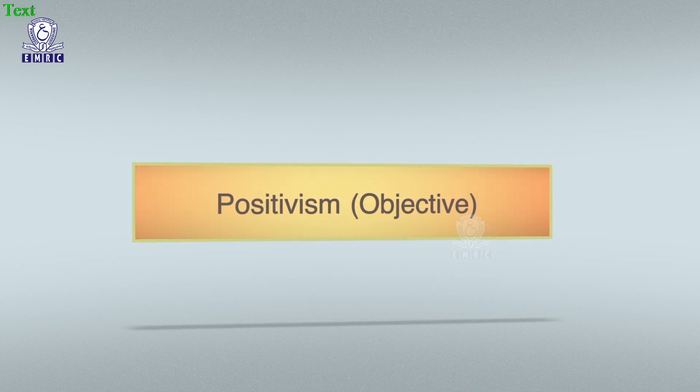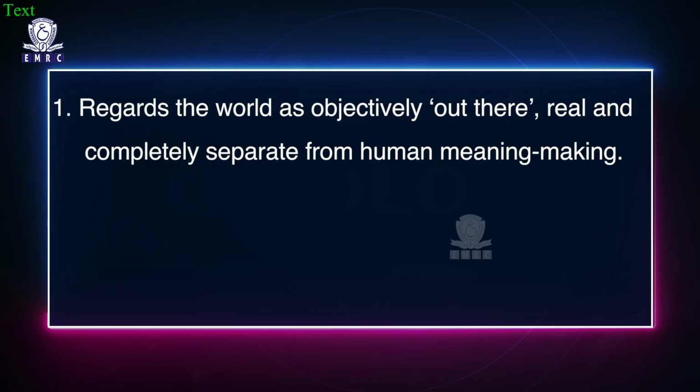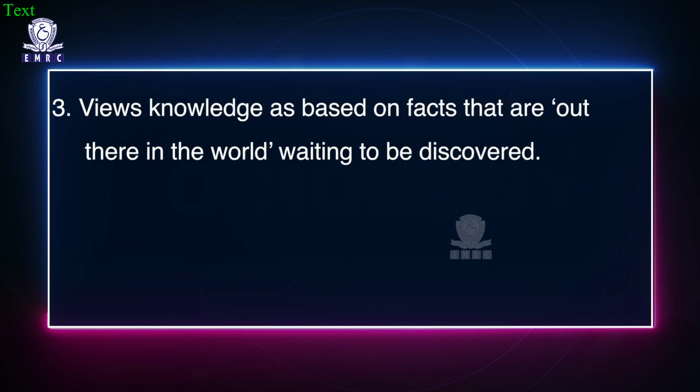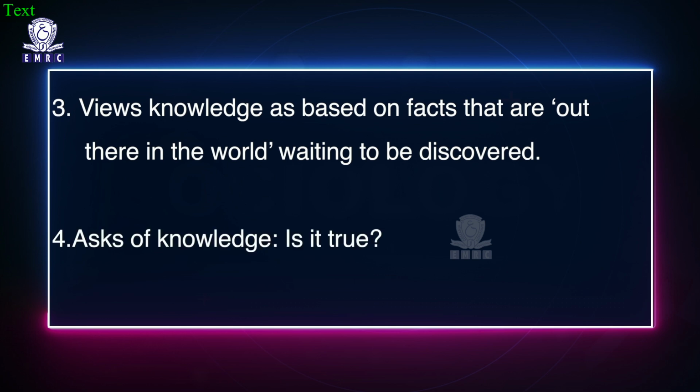Positivism, that is the objective one: 1. Regards the world as objectively out there, real and completely separate from human meaning making. 2. Asserts there is only one true objective knowledge that transcends time and cultural location. 3. Views knowledge as based on facts that are out there in the world waiting to be discovered. 4. Asks of knowledge, is it true?